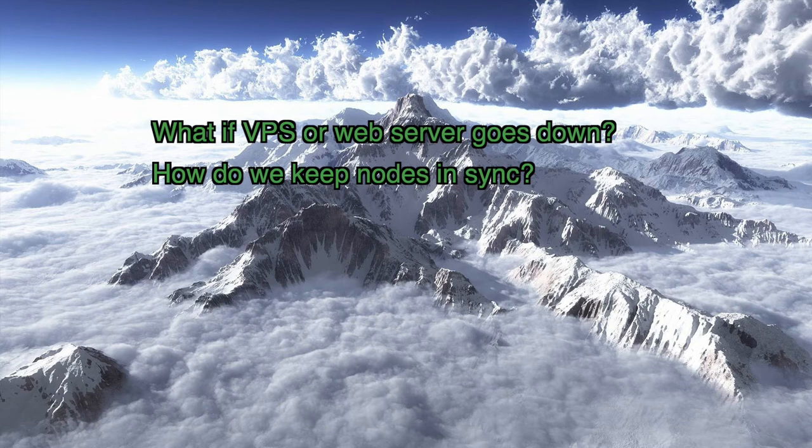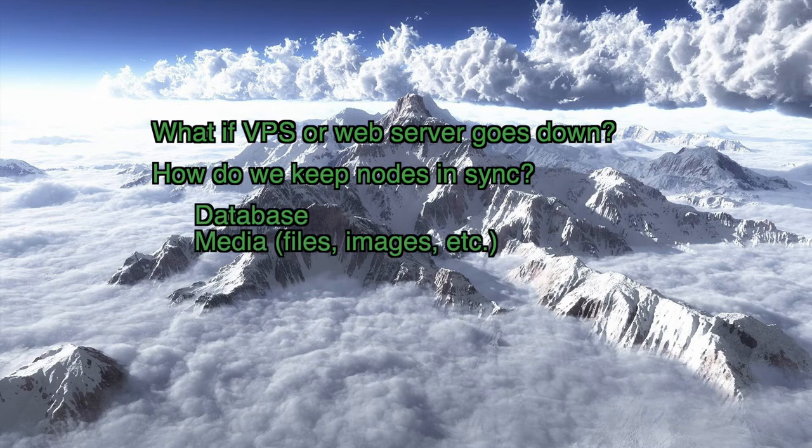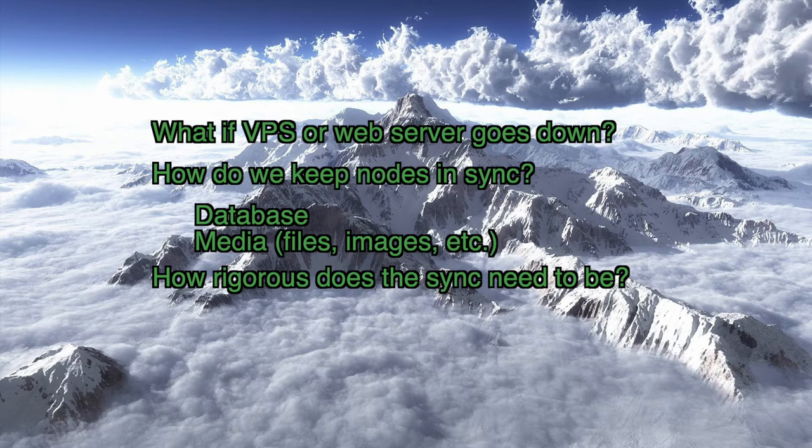We have to consider not just the database, but also things like, if an author uploads media on one side, how does that media get to the other side? I'm going to put a photo in a post. How does that photo get to both nodes? And then other questions that you get into with any kind of high availability setup: how rigorous does this have to be? Is it okay if things get out of sync by a few minutes, or do they always have to be in sync?